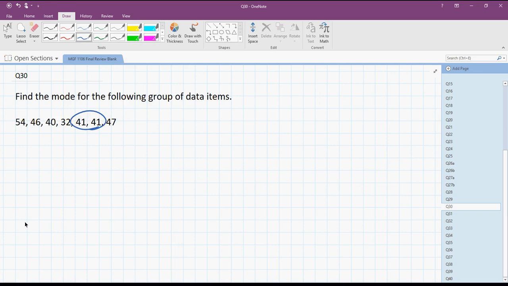It's okay not to have a mode. It is possible to not have a mode. If everybody occurs the same amount, there's no mode. It is also possible to have more than one mode. But in our case, we don't have more than one mode. All we got is just 41. Mode means the most.